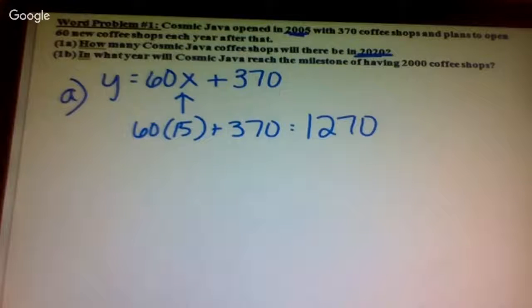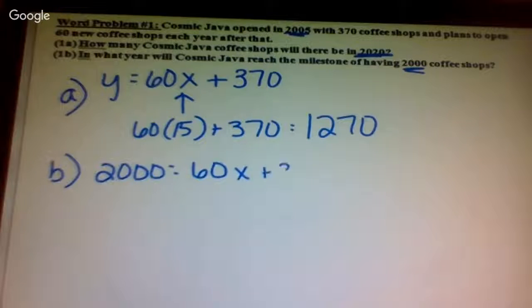$1,270. Okay, part B. In what year will Cosmic Java reach the milestone of having 2,000 coffee shops? So where am I plugging in 2,000? And for my Y, 2,000 equals 60x plus 370. First step. $630.